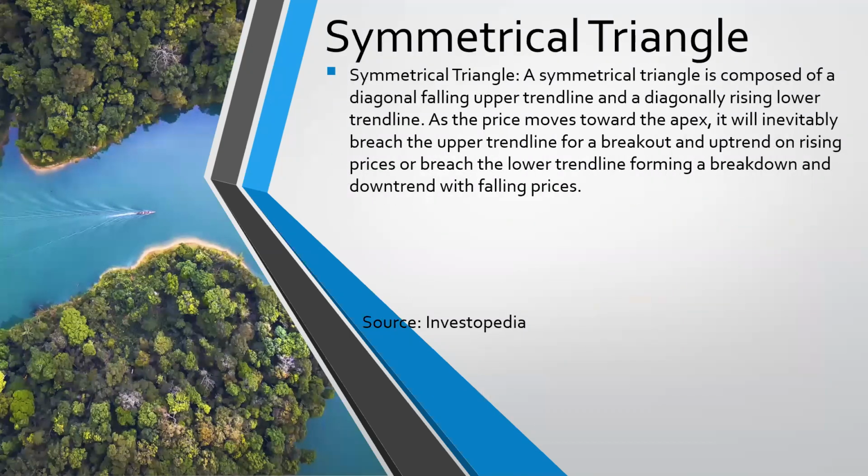So a symmetrical triangle is composed of a diagonal falling upper and a rising lower trend line. And when the price moves towards the apex, it will eventually breach either the upper trend line, which becomes the breakout, an uptrend, a bullish trend on rising prices, or it breaches the lower trend line, forming a breakdown, a downtrend, or bearish.